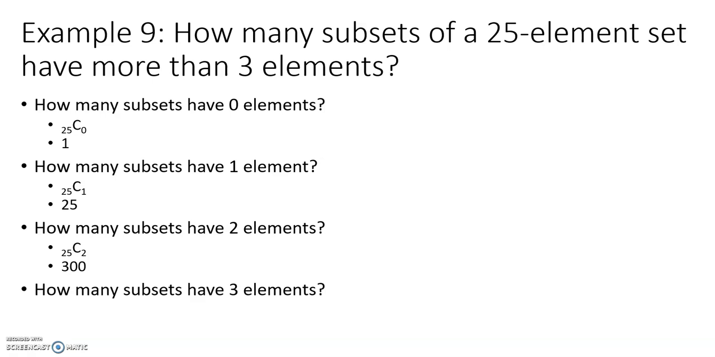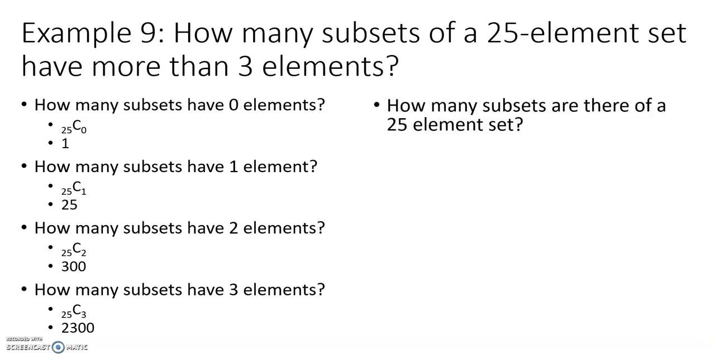How many subsets have 3 elements? 25 choose 3, 2,300. How many subsets are there of a 25-element set? 2 to the 25th power, which is 33,554,432.